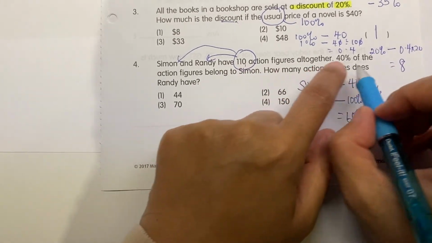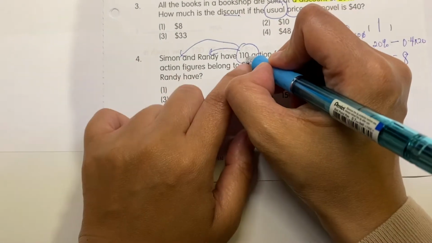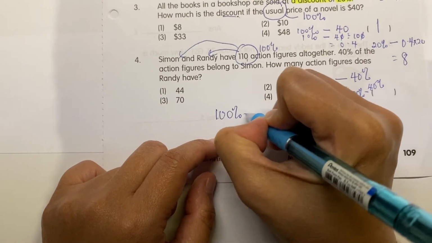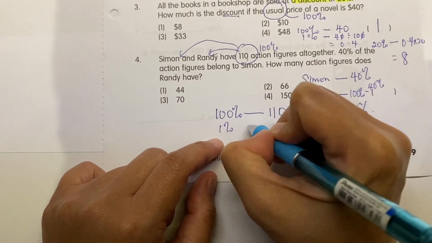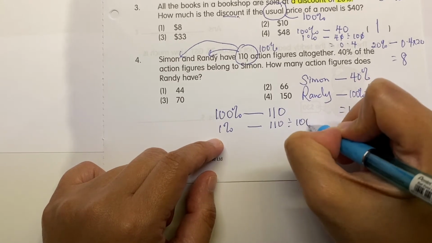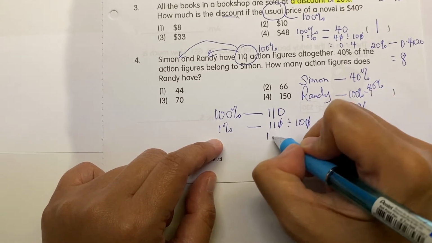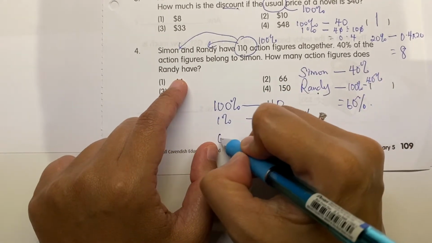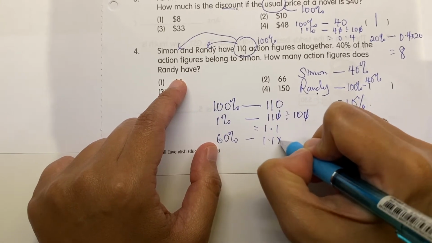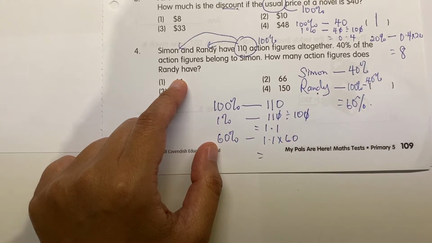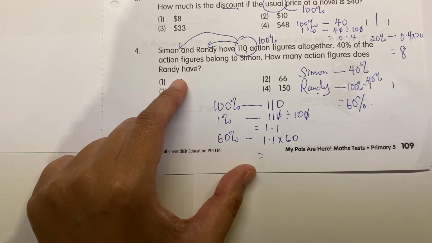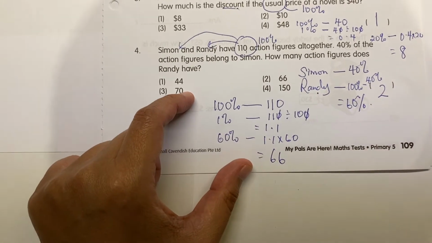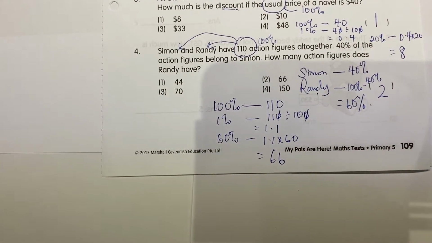And how many action figures does Randy have? 110 is the starting, and that's 100%. So 100% is 110. 1% is 110 divided by 100. Cancel the 0, so that will be 1.1. Then they want to know Randy's action figures, and that's 60%. So 1.1 times 60, and your answer is 66. The answer is number 2. So far so good, everybody?